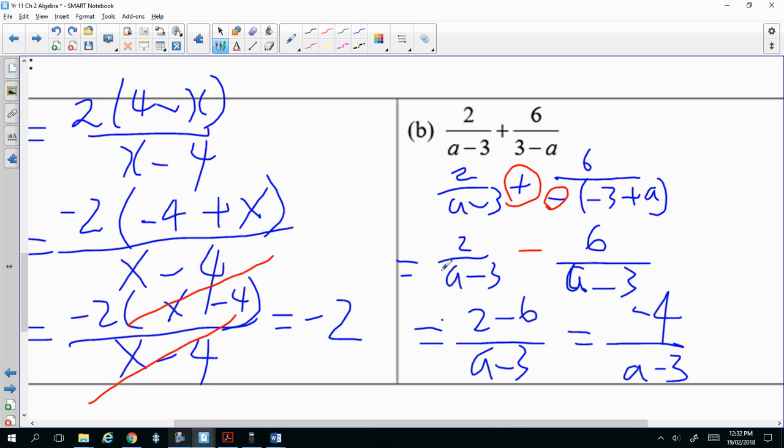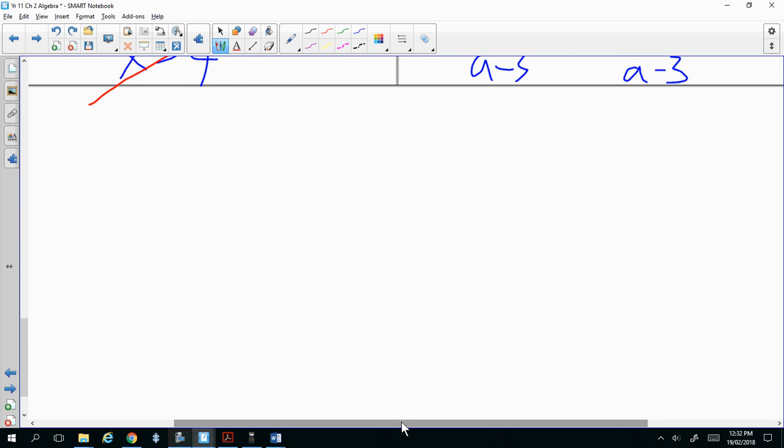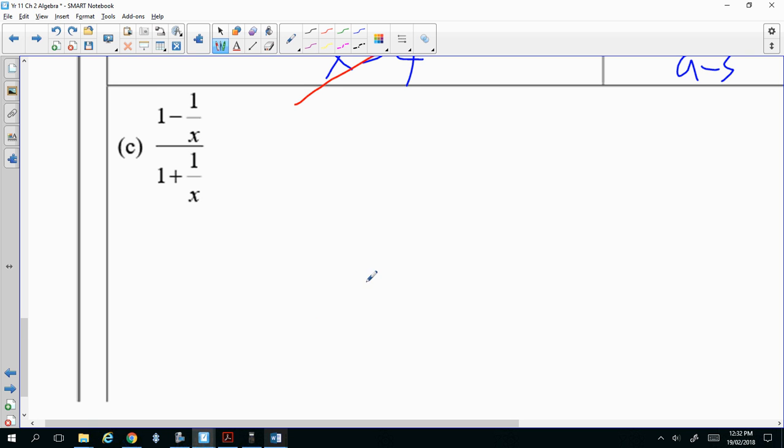Next question. What if you have a fraction in the numerator? How do you simplify that? So to simplify that, all you have to do is to times top and bottom by the denominator. So times by x, times by x. So how does that work? You have to expand the bracket. x times 1, x times 1 over x.